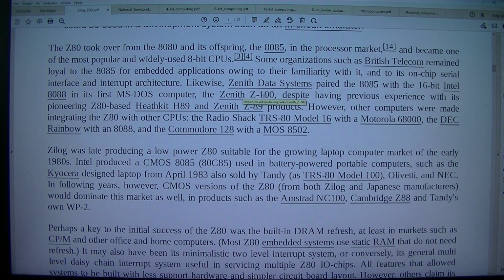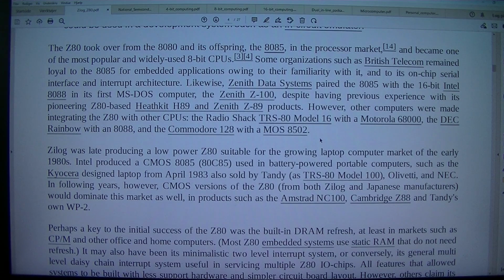Likewise, Zenith Data Systems paired the 8085 with the 16-bit Intel 8088 in its first MS-DOS computer, the Zenith Z-100, despite having previous experience with its pioneering Z80-based Heathkit H89 and Zenith Z-89 products. However, other computers were made integrating the Z80 with other CPUs: the Radio Shack TRS-80 Model 16 with a Motorola 68000, the DEC Rainbow with an 8088, and the Commodore 128 with a MOS 8502.